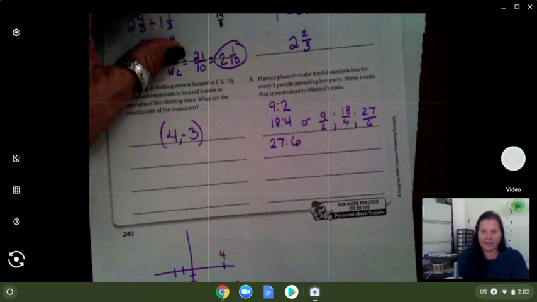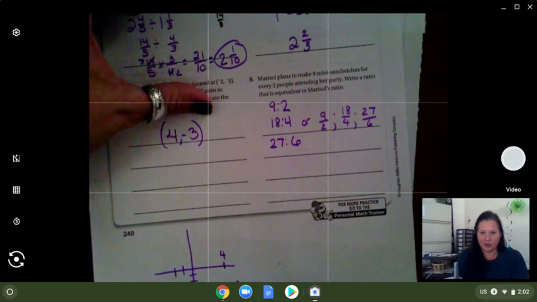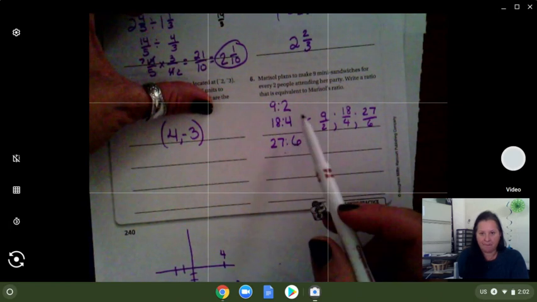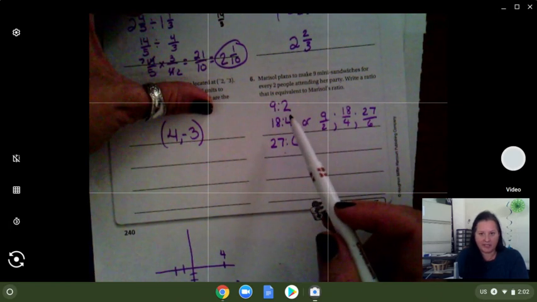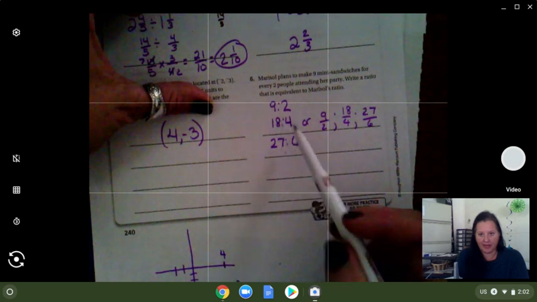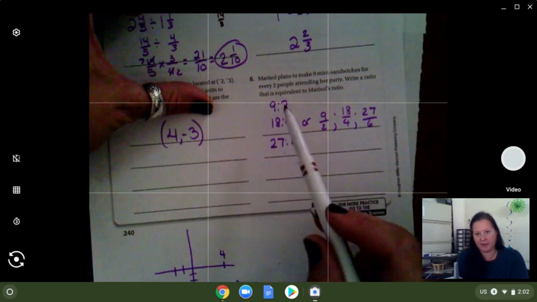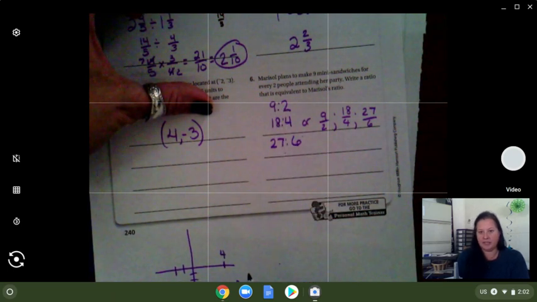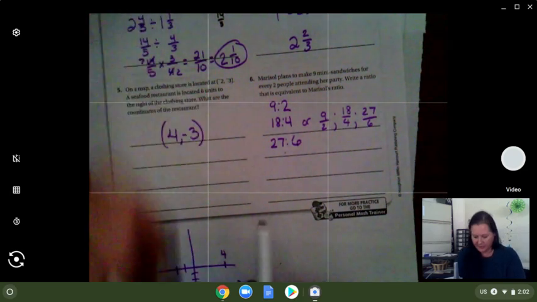All right, and then this is talking about ratios, and we have 9 mini sandwiches for every 2 people attending. What is a ratio that's equivalent to this ratio? And so I have a couple here that you could choose from. I either multiplied by 2 or multiplied by 3 to get some equivalent ratios there for you. So either of those will work.